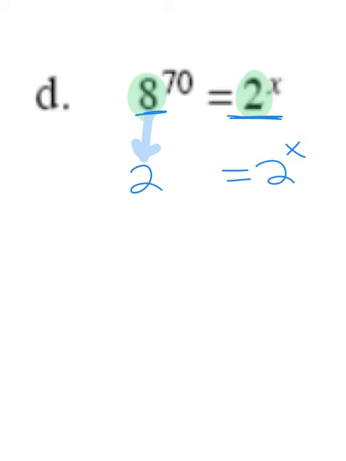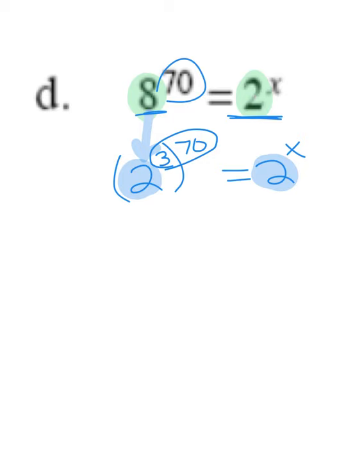2 to the x didn't change, but how do I get from a 2 to an 8? I need an exponent. 2 to the 3rd power is 8. And we still have that exponent of 70. Now that our bases are equal, 2 and 2, we can look inside those exponents. Parentheses mean the exponents are multiplied. So 210 equals x. Oh, and that's done.